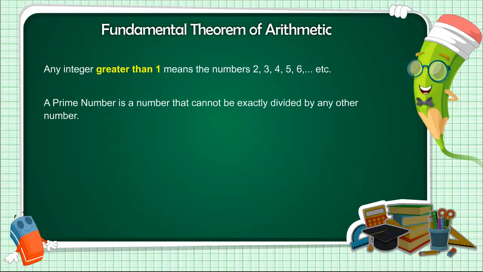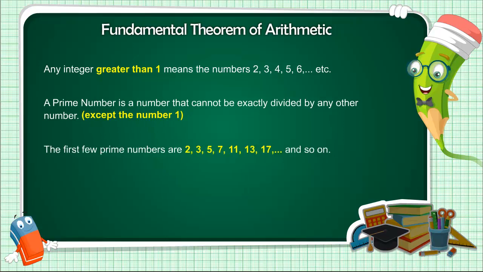A prime number is a number that cannot be exactly divided by any other number, except the number 1. The first few prime numbers are 2, 3, 5, 7, 11, 13, 17, and so on. Product of prime numbers means multiply prime numbers together.